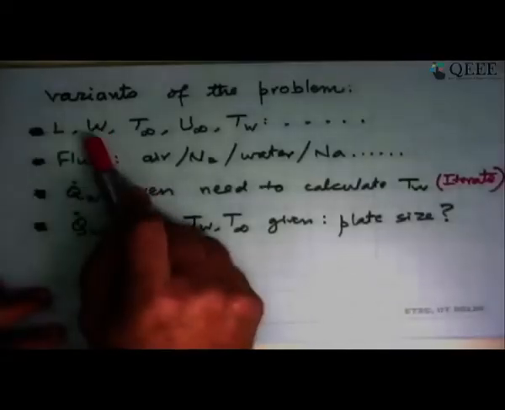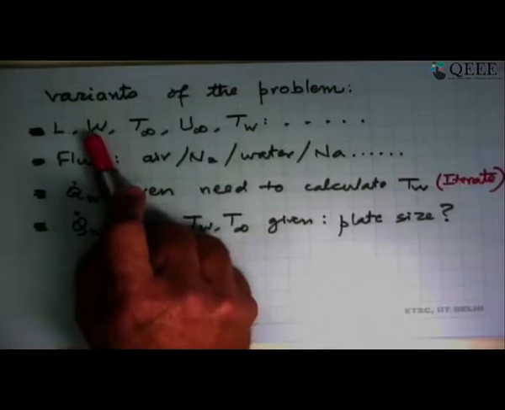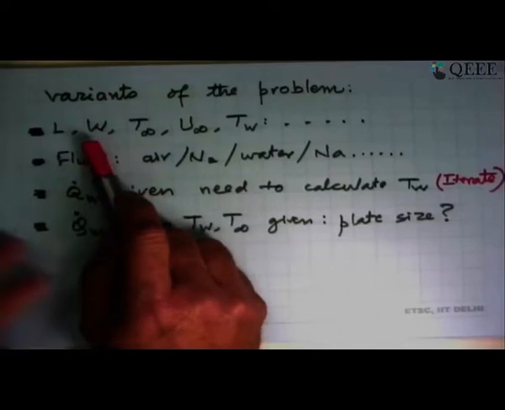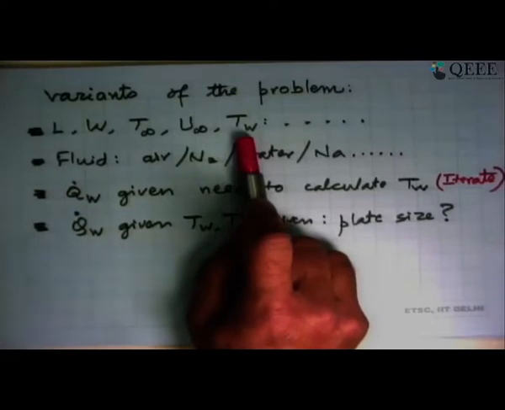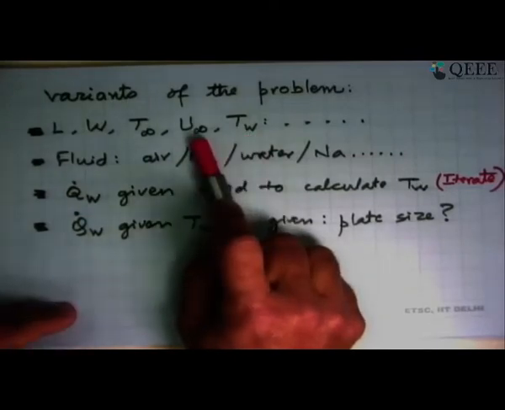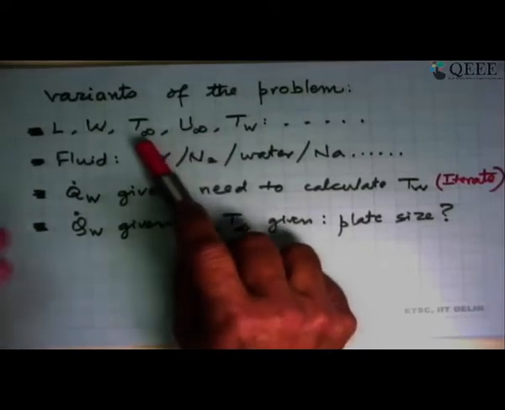What are the variants of this problem that we could expect? There are so many parameters that we had selected a certain set of parameters. They could all be different. L, the length of the plate, that could vary. Width of the plate does not affect the hydrodynamic boundary layer or the average heat transfer coefficient as such, but the total heat transfer is affected. T infinity could be different, U infinity, TW, all these things could be different. In one case, we did the problem for 10 meters per second. What will happen if it is 100 meters per second? What will happen if T infinity is 25 degrees Celsius instead of 60 degrees Celsius? Like that.